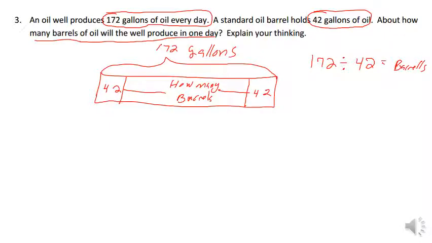So I'm going to round my divisor. 42 goes to 40. Divided by 172 is going to be closer to 200. If I write it as a fraction, I've got 200 over 40. Line out my multiples of 10. And I can see 20 divided by 4 is going to equal 5.